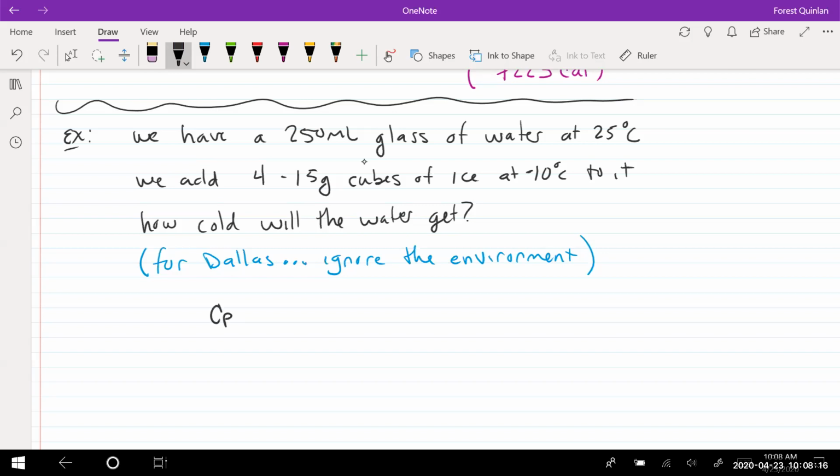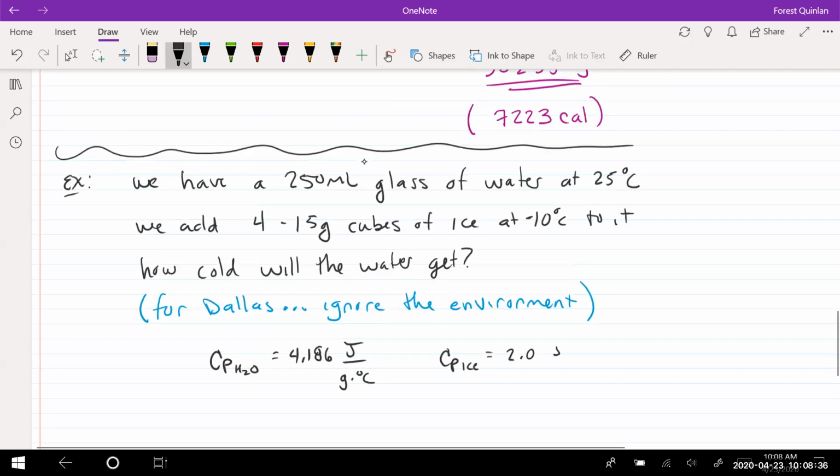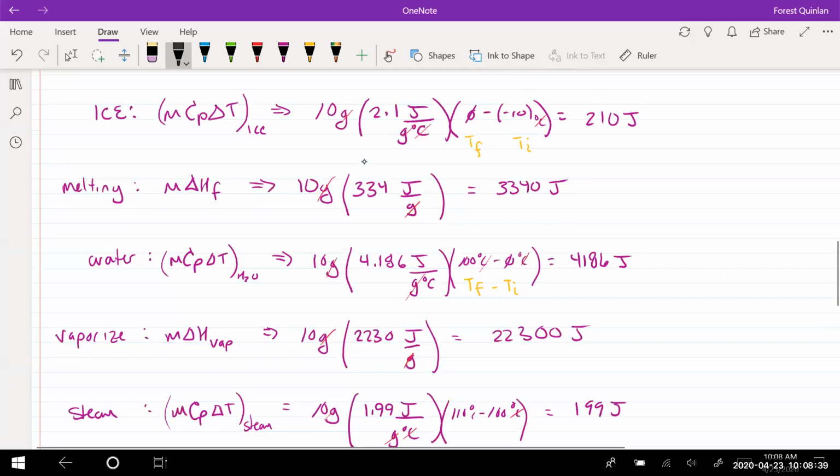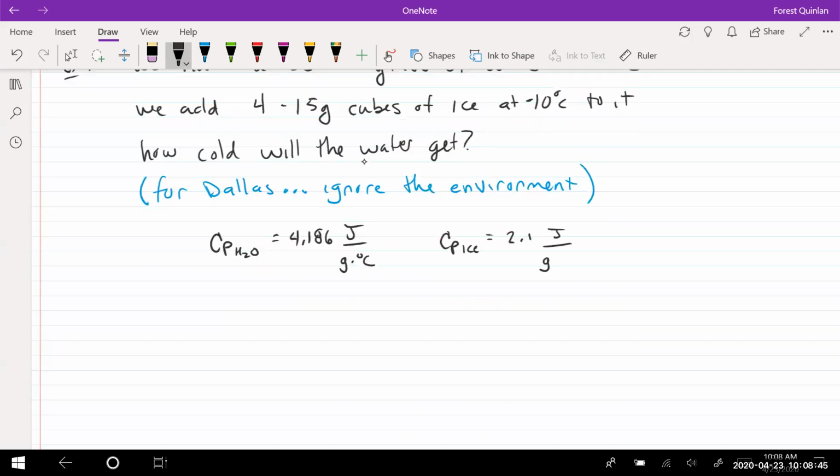We're going to need the heat capacity for water, and that's 4.186 joules per gram degrees Celsius. We're going to need the heat capacity for ice, and I think you said 2.0. Heat capacity of ice, yeah, that was 2.1 joules per gram degrees Celsius. And we're also going to need the delta H of fusion. We're presumably going to melt the ice.